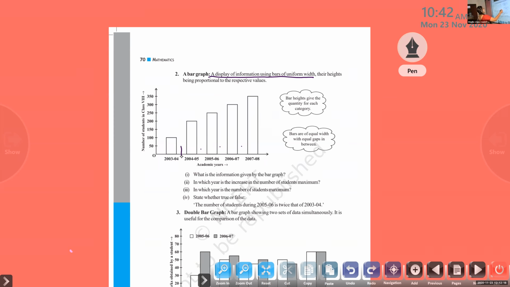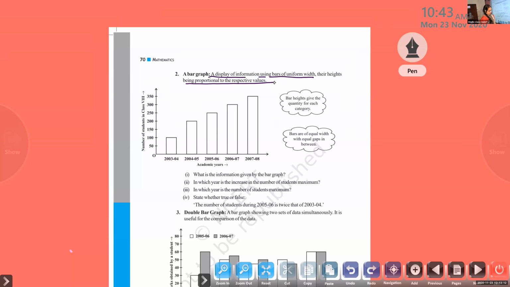If we are leaving a 1 centimeter gap, after each bar we need to leave a 1 centimeter gap. If you take the width of the bar as 2 centimeter, all the bars must be 2 centimeter. The gaps must be equal and the widths of all the bars also must be equal. For the next class you should bring a graph book, so that we can draw bar graphs. Write this sentence: a display of information using bars of uniform width, their heights being proportional to the respective values. We will do problems on the next day.